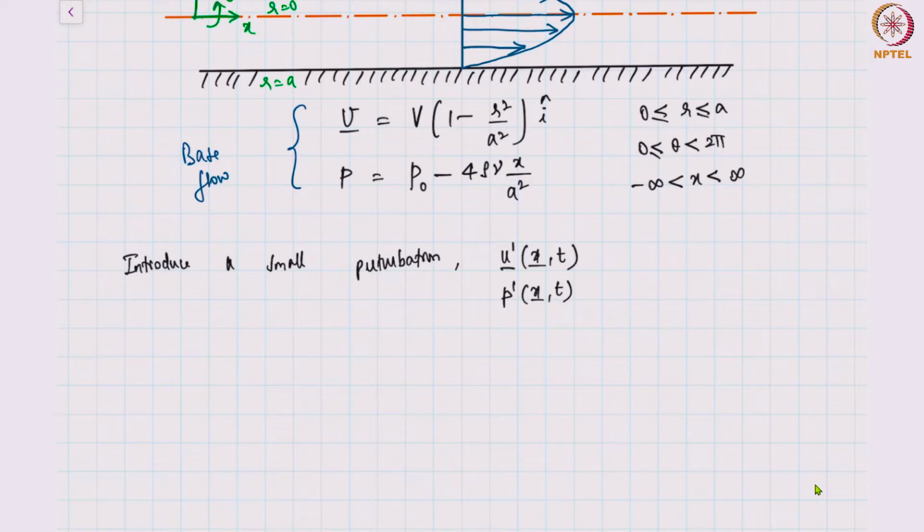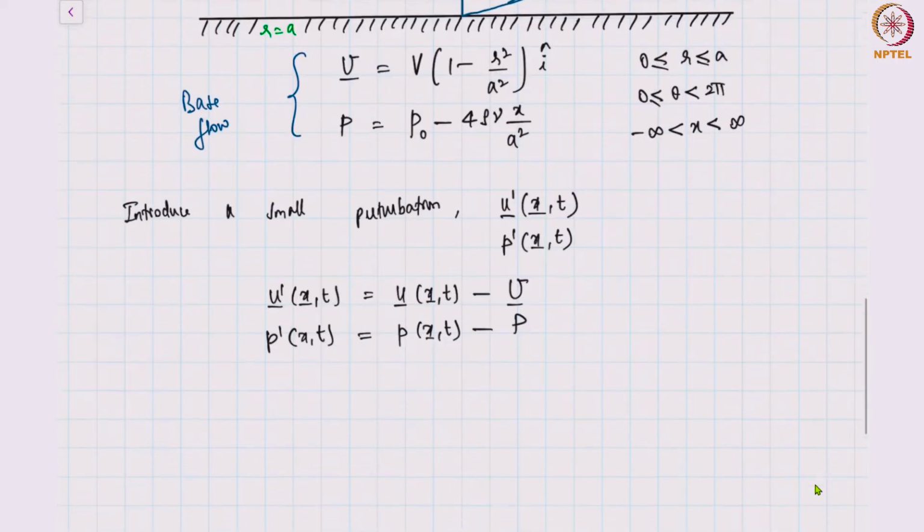Now how do I get a perturbation? If I know the total velocity field u, the perturbation is the total velocity minus capital U that I wrote down, the base flow. Similarly, the pressure perturbation is the total pressure minus the base pressure.